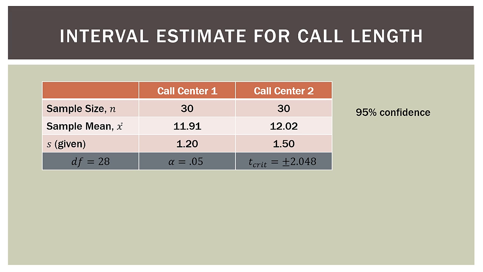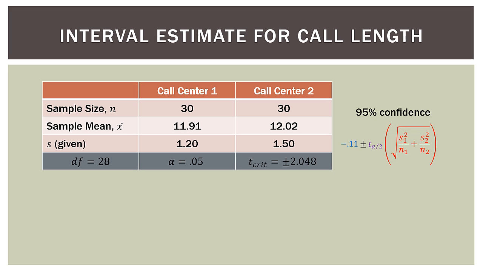A little bit of common sense here. Notice that the mean for call center 1 is 11.91. The mean for call center 2 is 12.02. Are those very close? Yes. So in your mind, you might want to be thinking sort of common sense that these two means probably are not different from each other. Now again, we're going to calculate it and know for sure, but I always urge the students I work with to use their common sense. With a sample size of 30, these two sample means are very, very close to each other.